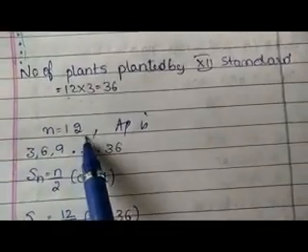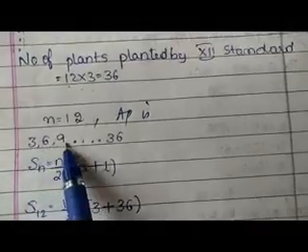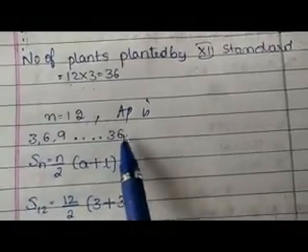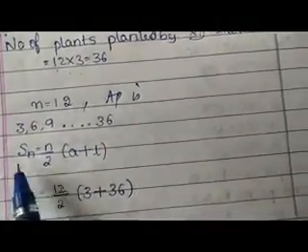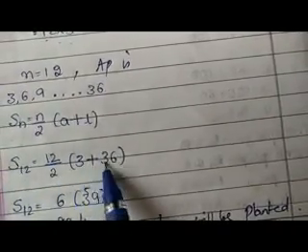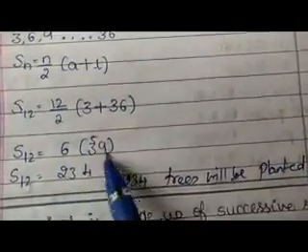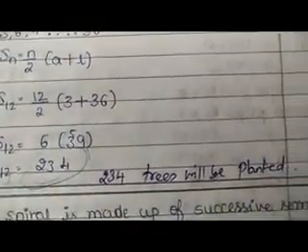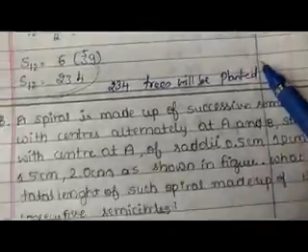Now n is equal to 12. The AP is 3, 6, 9, ... 36. Now we can go for Sn. Sn is equal to n by 2 into a plus l. Therefore S12 is equal to 12 by 2 into 3 plus 36. How many trees did we get? 234 trees will be planted.